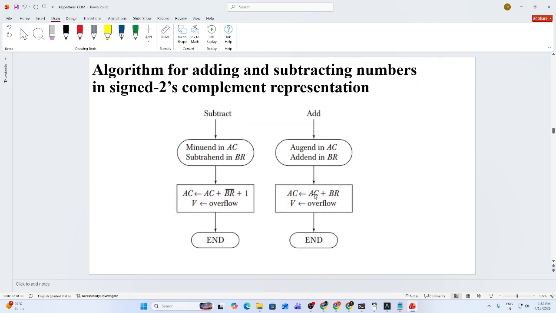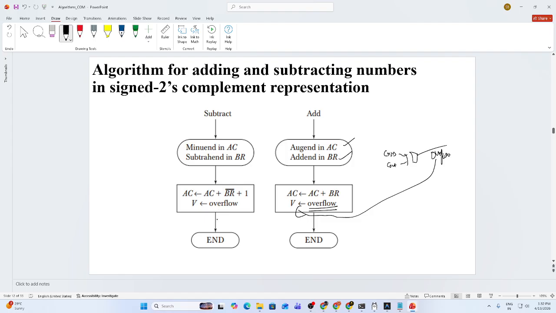So let us go to the algorithm. In case of addition, what are the steps required? Directly put one value in the AC, the augend, and the addend in the BR, and just perform the micro-operation AC plus BR, stored in AC. If there is an overflow, just set the overflow flag. How to detect an overflow I told you: the carry into the MSB and the carry out of the MSB must be connected to the XOR gate. If this bit is 1, then it is an overflow, and the V flag must be set. So that's a simple addition.